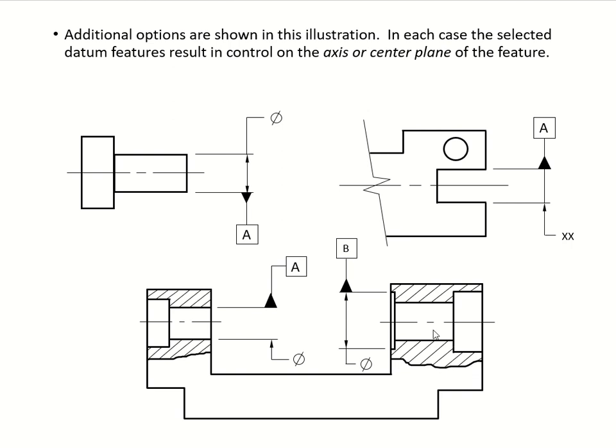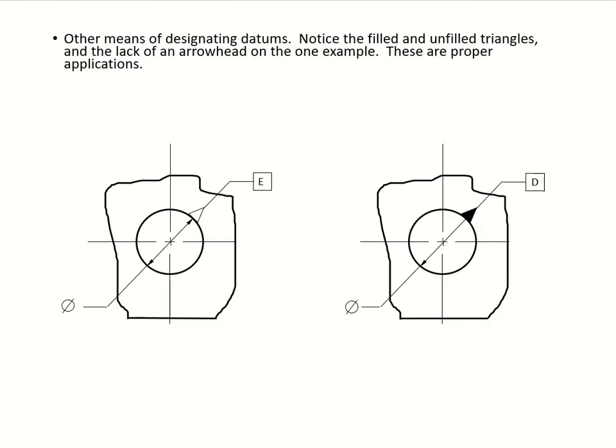is going to have control on the axis, or the center plane. Datum feature right here, and then here. We just call it datum feature A, and then B right there. Associated symbol right there, diameter, and here we're dealing with the x. All right, and then another one.